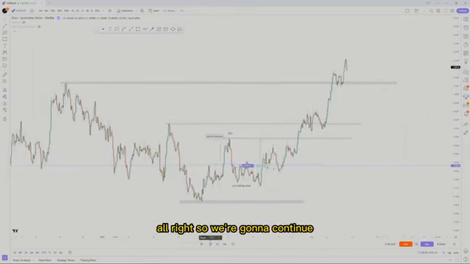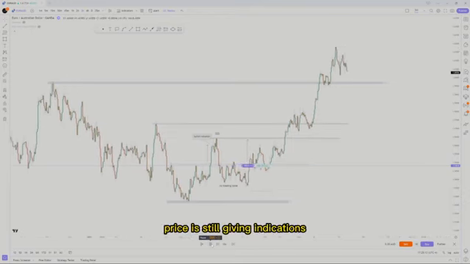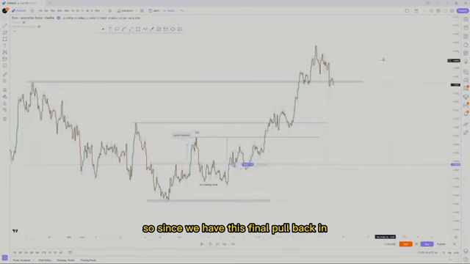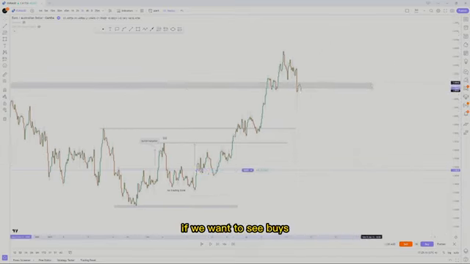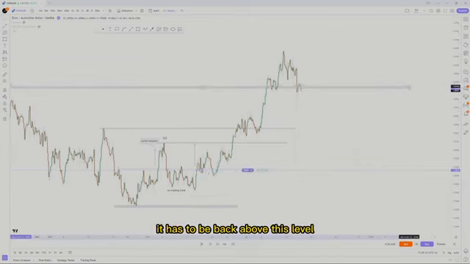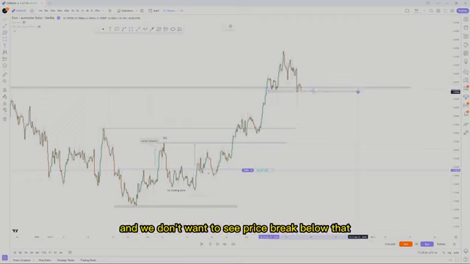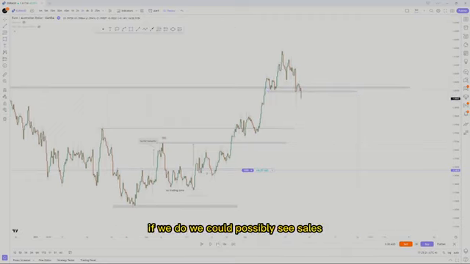All right, so we're going to continue. Price is still giving indications. We finally got a pull back in now, right? So since we have this final pull back in, if we want to see buys, it has to be back above this level. We see price having a level of support here, and we don't want to see price break below that. If we do, we could possibly see sells.